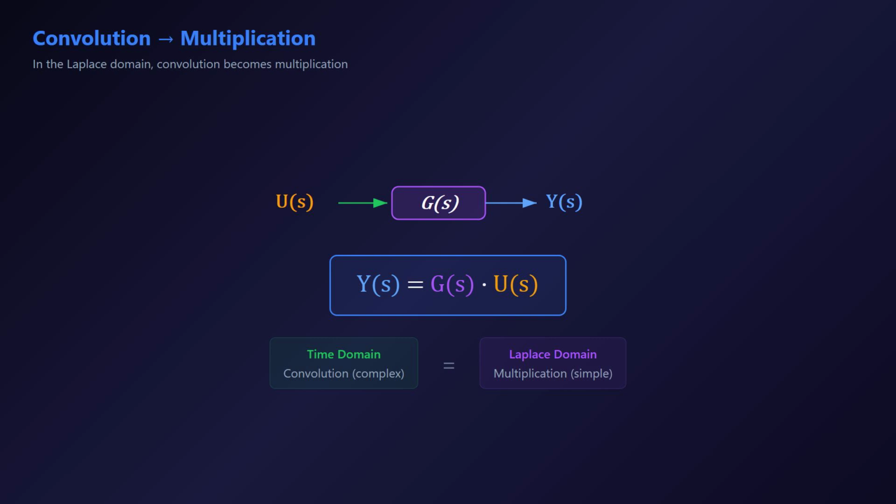In the Laplace domain, convolution becomes simple multiplication. Y(s) equals G(s) times U(s). This is exactly the transfer function relationship we learned in the previous lesson. Convolution in time equals multiplication in frequency.